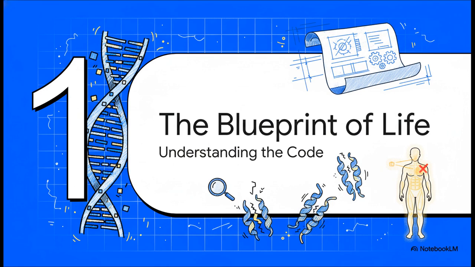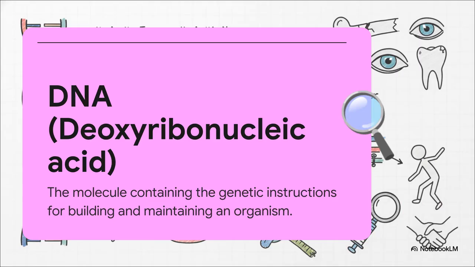So before we can even begin to understand the errors, we have to get a handle on the original document. We need to look at the blueprint itself. And in the language of biology, that blueprint has a name we all know. DNA. DNA, or for the science buffs, deoxyribonucleic acid, is without a doubt the master plan for every single living thing on this planet.